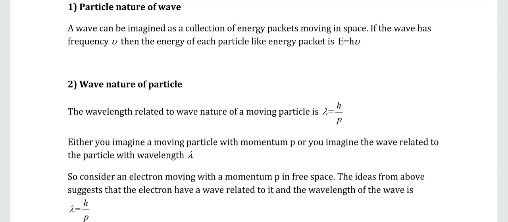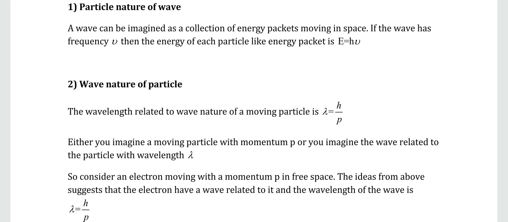And wave nature of particle has this equation, concentrate here. This says that if you have a particle that has a momentum p, then the corresponding wave nature will have a wavelength lambda, and the relation between lambda and the momentum of the particle is given by lambda equals h by p. This is the de Broglie hypothesis.